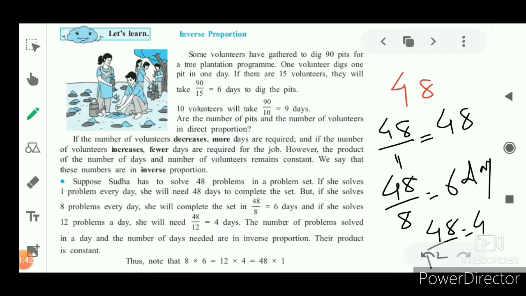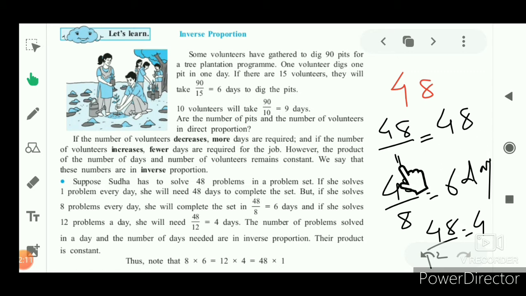It means that if Sudha solves one problem in a day, then 48 days are required to complete the problem set. If she solves 8 problems in a day, then in 6 days the problem set will be completed. And if Sudha solves 12 problems in a day, then in only 4 days she can complete the problem set, right? It means that the number of problems in a day is inversely proportional to the number of days.